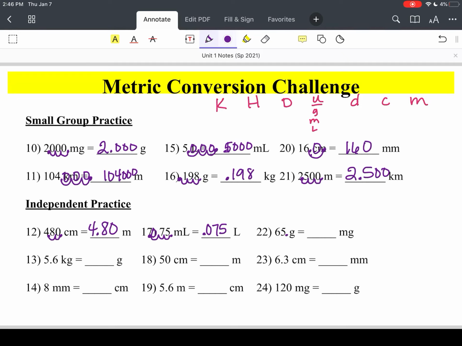All right, my decimal's at the end of the number, grams to milligrams. 1, 2, 3. To the right, 1, 2, 3. Fill in my baskets. 65,000.